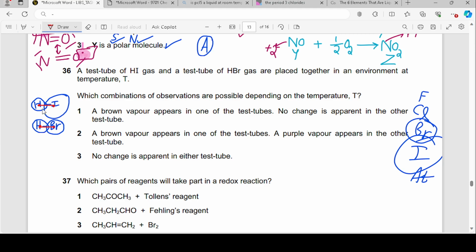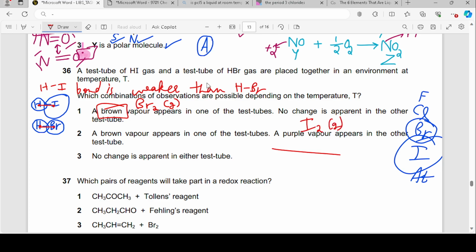Longer bonds are actually also weaker bonds. So then the HI bond is weaker than the HBr bond, right? If it's weaker, then it's more likely to break. So for a given temperature, your hydrogen iodide is more likely to decompose as compared to hydrogen bromide. And so what will it decompose to? Well, a brown vapor, that could be something like bromine gas, I guess. On the other hand, if you're talking about purple vapor, I would assume that's something like iodine gas, maybe.